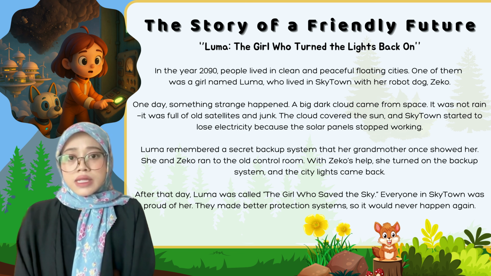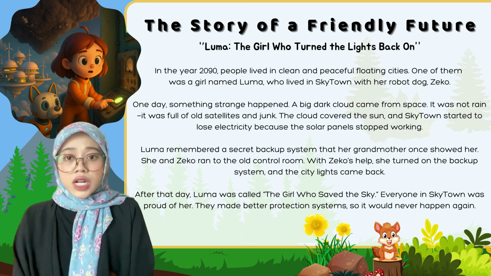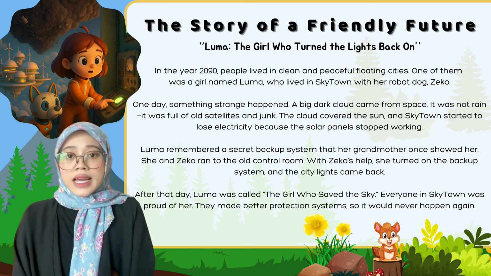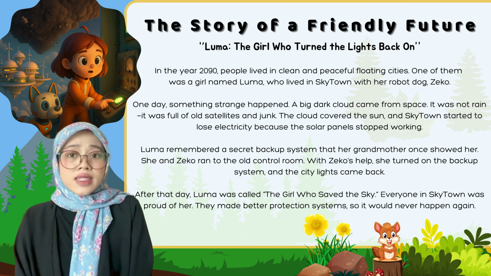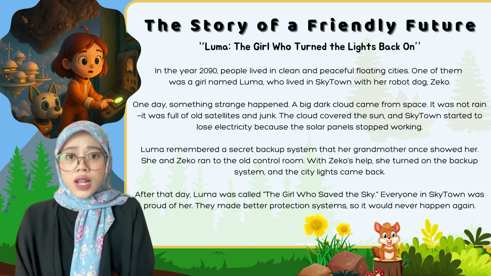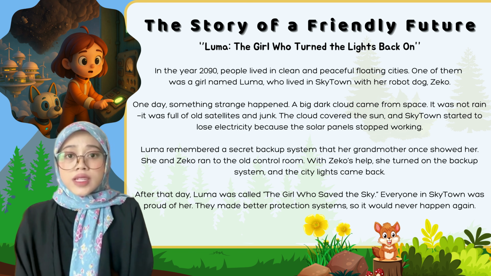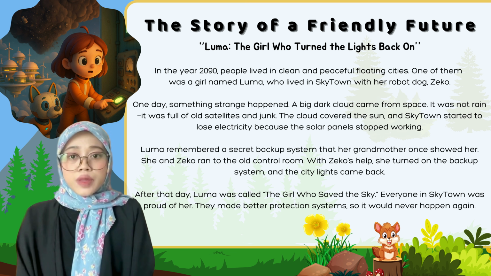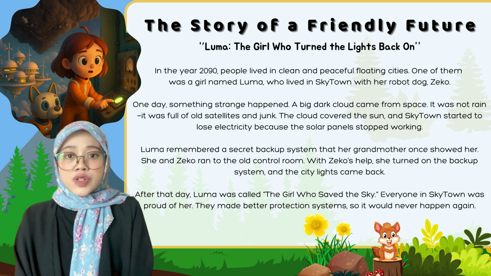One day, something strange happened. A big dark cloud came from space. It was not rain, it was full of old satellites and junk. The cloud covered the sun, and the Sky Town started to lose electricity because the solar panels stopped working. Luma remembered a secret backup system that her grandmother once showed her. She and Zeko ran to the old control room. With Zeko's help, she turned on the backup system and the city lights came back.